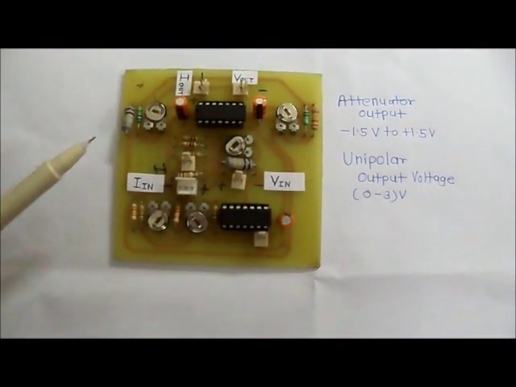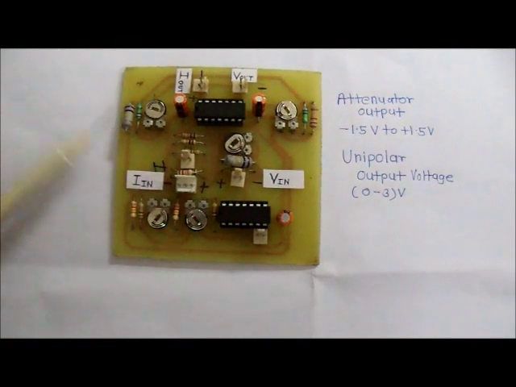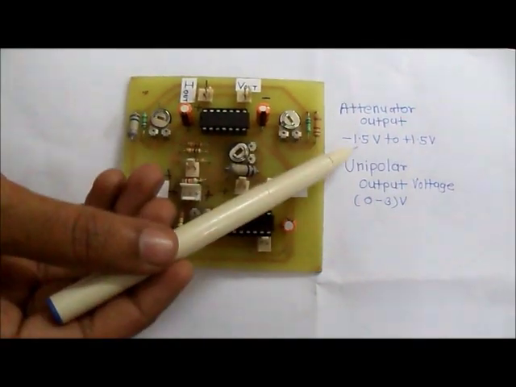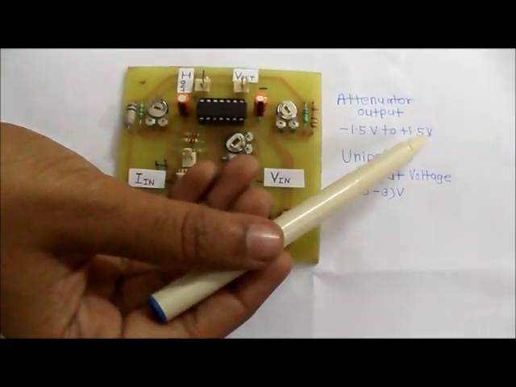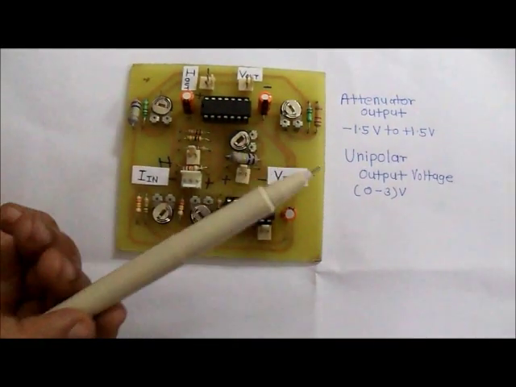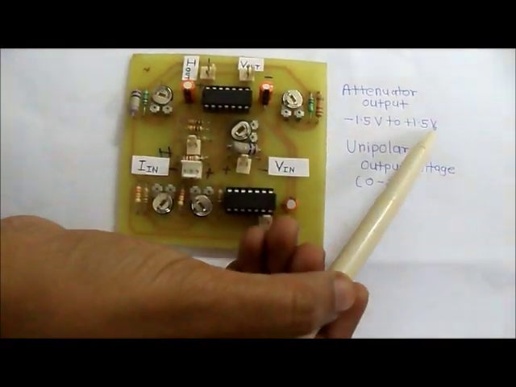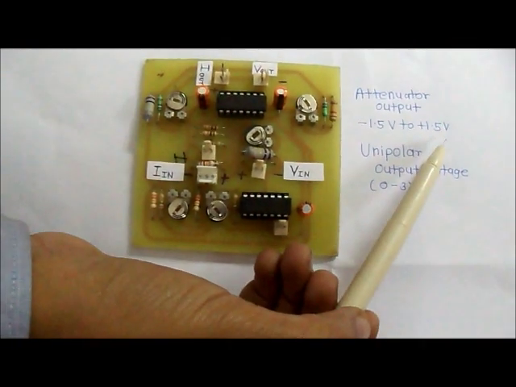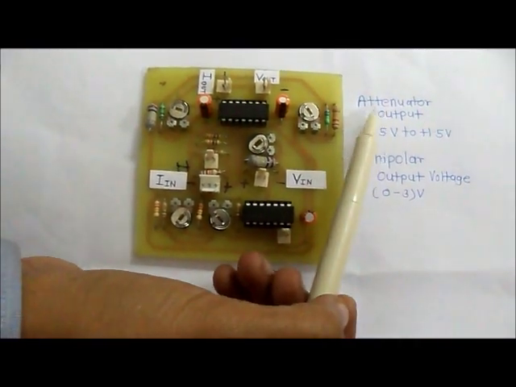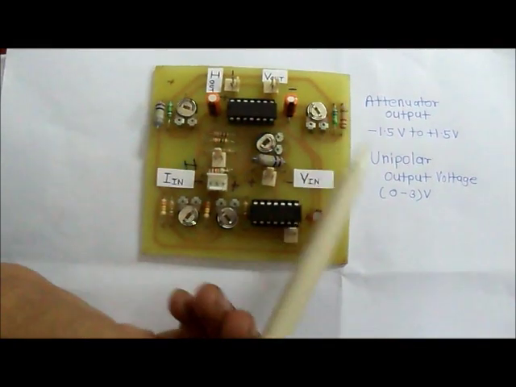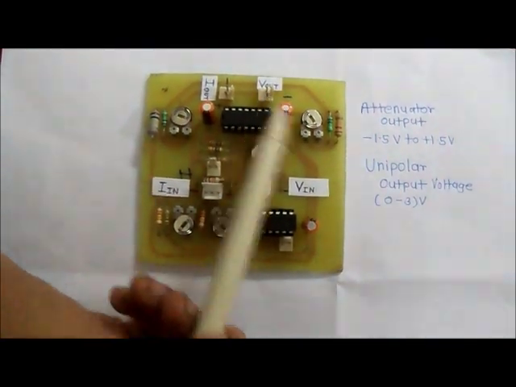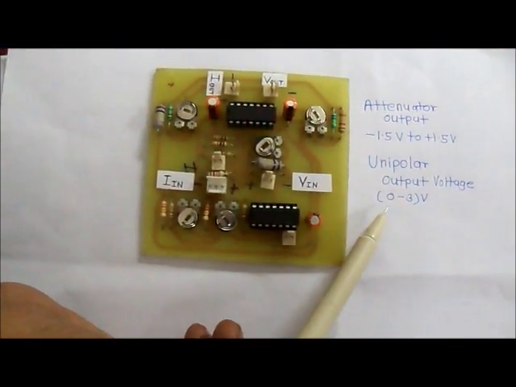These bipolar signals are attenuated to get voltage in the range of -1.5 volt to +1.5 volt using 1 microfarad capacitor and resistors. A DC voltage of +1.5 volt is added to the output of the attenuator to get a unipolar output voltage between 0 to 3 volt, and output current in terms of voltage.